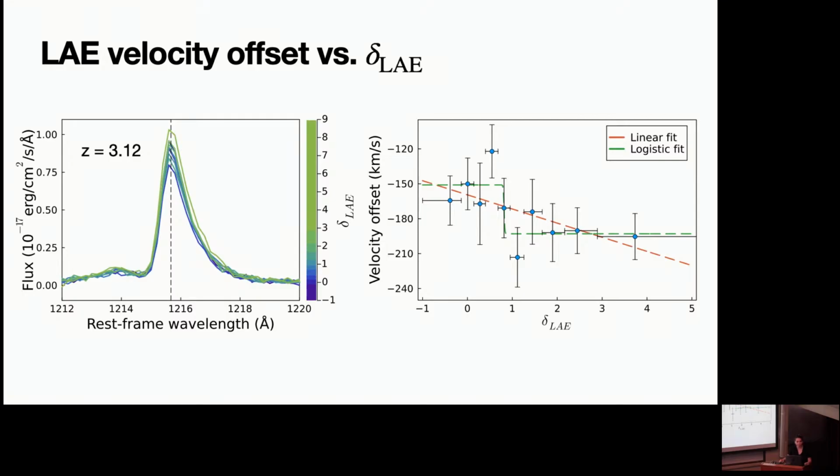So this is as a function of the environmental overdensity. This is the first time I believe anyone's done this. We find a slight trend where galaxies in overdense regions have slightly more significant offsets, but it's pretty weak, so I wouldn't draw any significant conclusions from it.